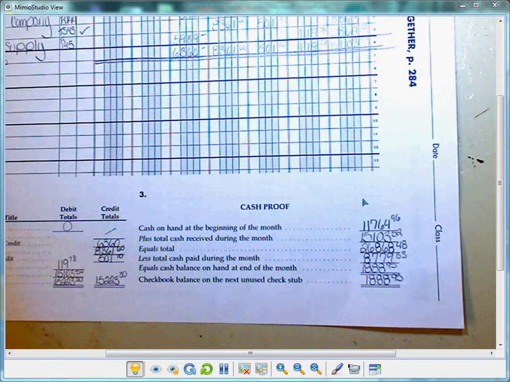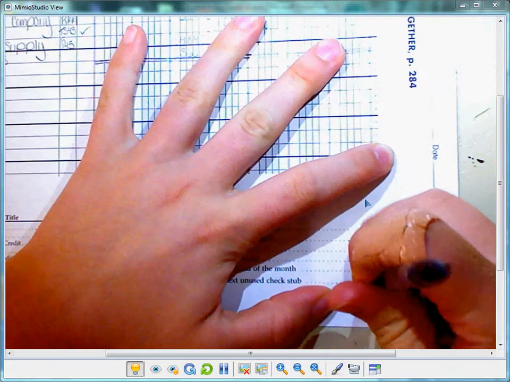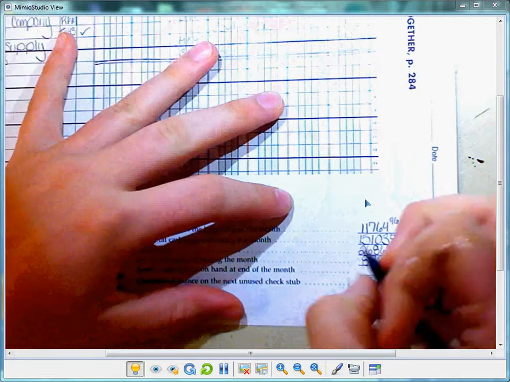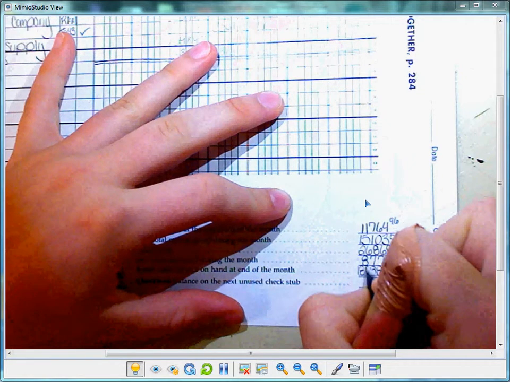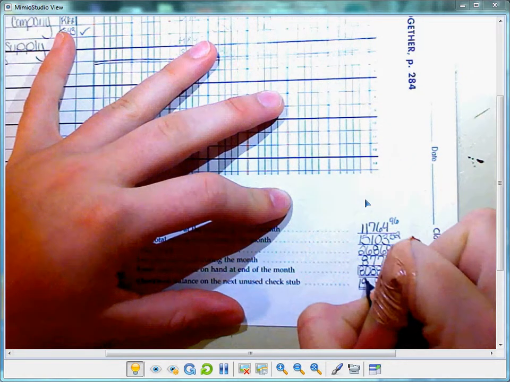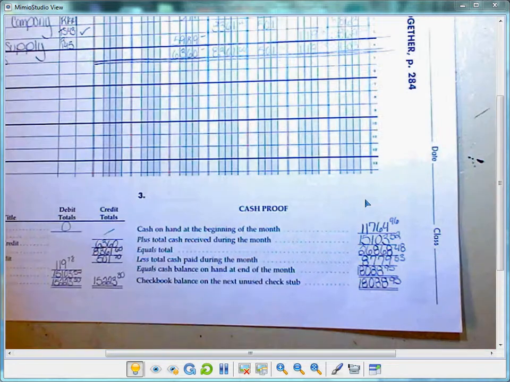Now, you got your zero between your 18 and your 88. It's $18,088, instead of $1,800. Okay, so you should be able to get the rest on your own, no problem.